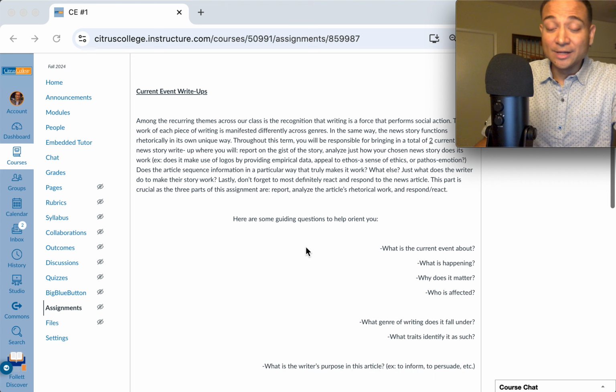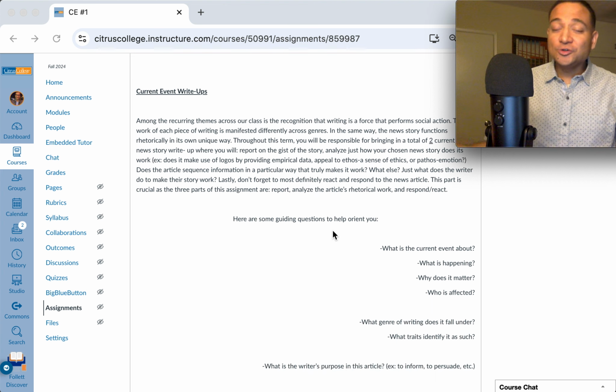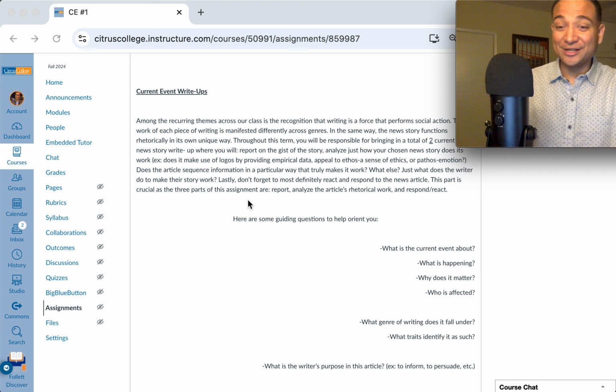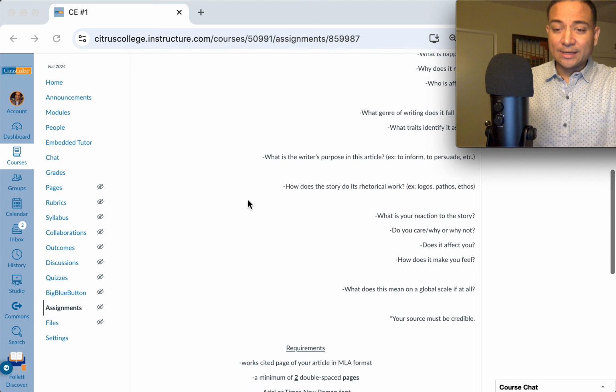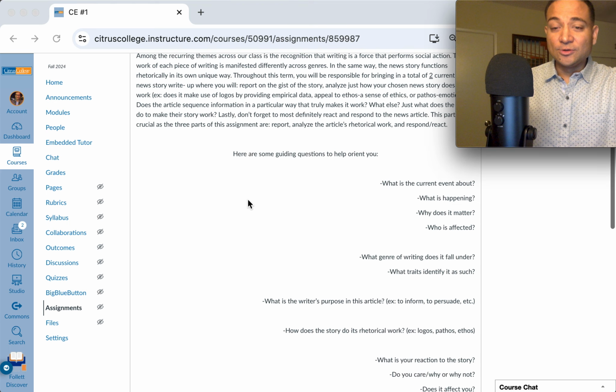In a write-up of at least 2 double-spaced pages, you want to say, number one, what's the story about? What's happening? Why does it matter? Who does it affect? And also think about what genre this piece of writing would fall under, recognizing that within genres, writing is doing something. So what's the writer's purpose? What are they trying to do in this case? To inform us, to persuade us? You tell me.